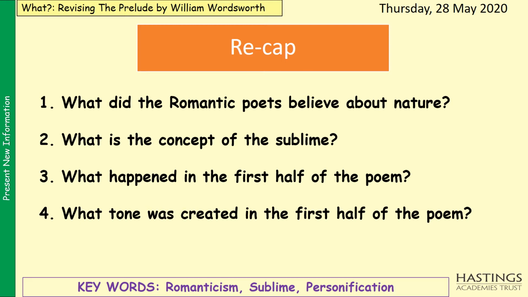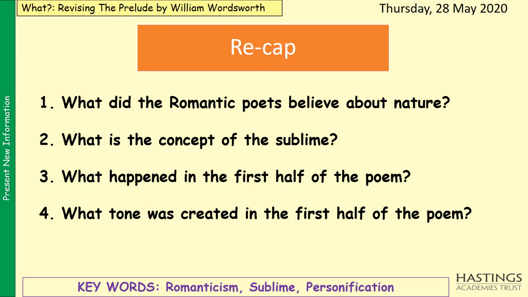Okay, so question number 1, what did the Romantic poets believe about nature? They believed in the beauty of nature, also the power of nature, so they were very anti-industrialisation, thought there was a lot of beauty in the natural world and in rural settings.